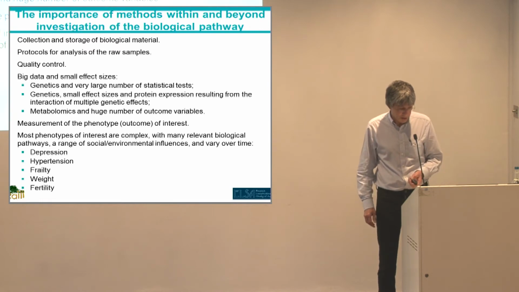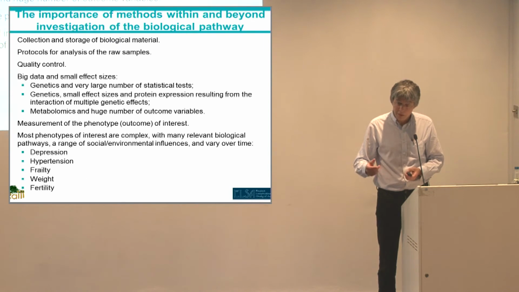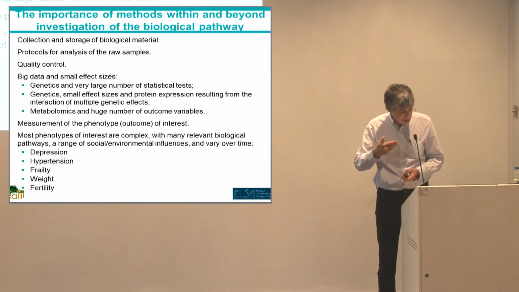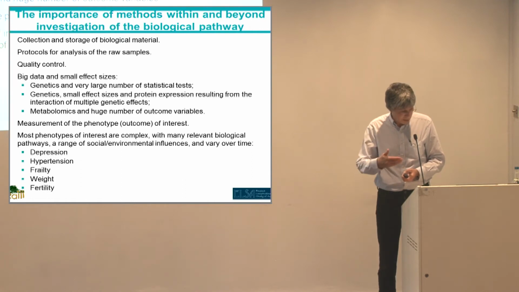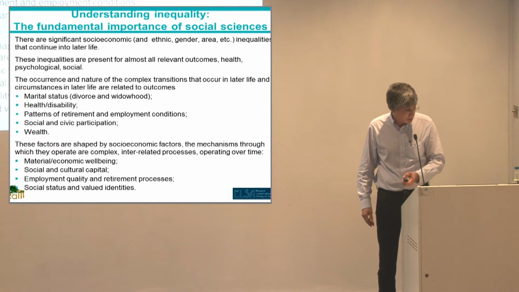And so as I say in the final bullet point here, the phenotypes that we're interested in the social sciences are complex. They have many relevant biological pathways driving them, and a wide range of social and environmental influences, and they vary over time. So we're not really interested in the discrete time point measurement, but really how these things evolve over time. And I've given you a few examples, and if you just think momentarily about any of those examples, depression, hypertension, frailty, weight, fertility, you can see the points that I'm making in terms of the complexity of those phenotypes and the robustness with which we need to approach them, theoretically and empirically.